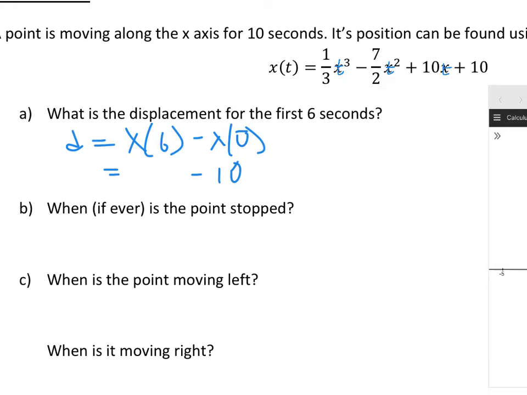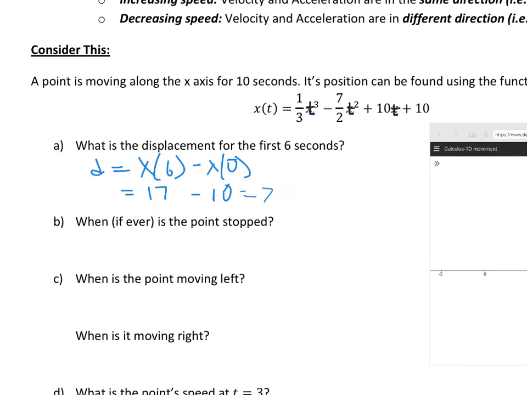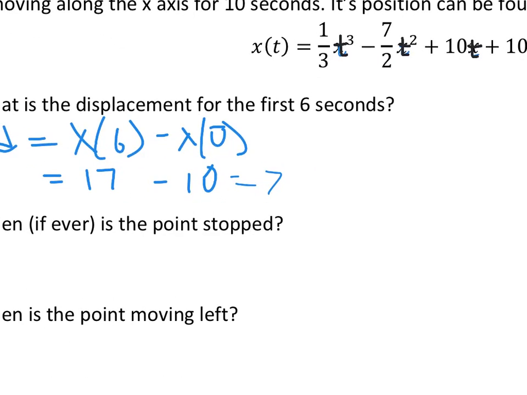And x of 6, I went ahead and figured that out. Plug that in, it comes out to be 17. Just use a calculator: 1/3 times 6 cubed, 7/2 times 6 squared, and so on. So the displacement is 7. Now, we have time, but we don't have a length. It's not necessarily in feet or inches, so we'll just say 7 units of length.